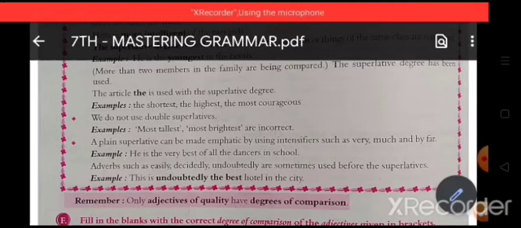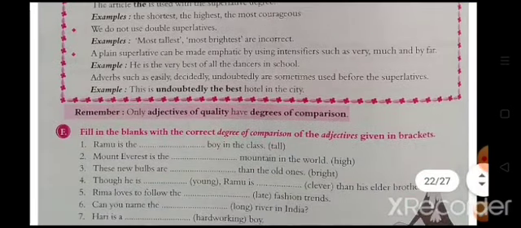A plain superlative can be made emphatic by using intensifiers such as very, much, by, for. For example, he is the very best of all the dancers in school. Adverbs such as easily, decidedly, undoubtedly are sometimes used before the superlative. This is undoubtedly the best hotel in the city. Remember, only adjectives of quality have degrees of comparison.